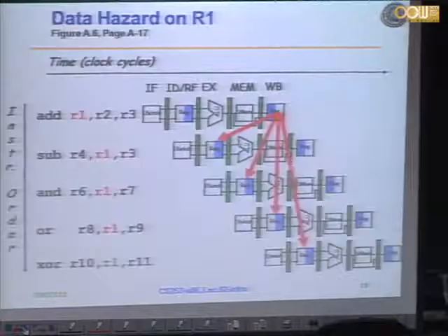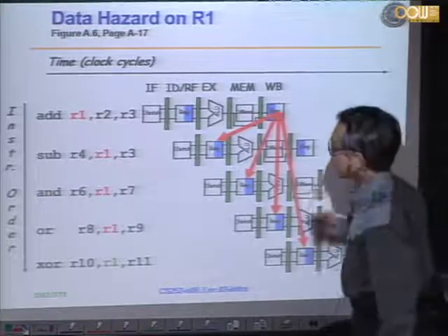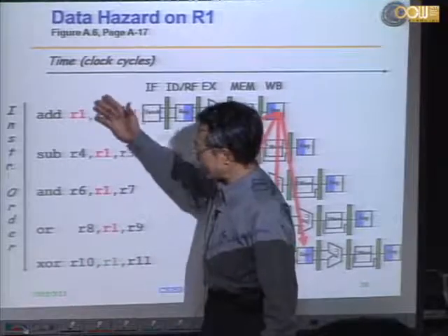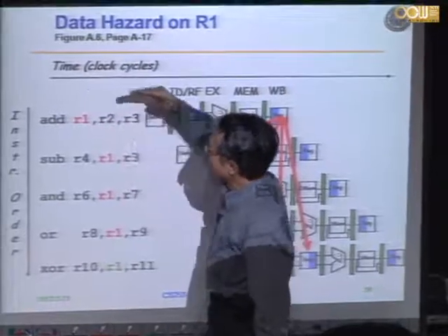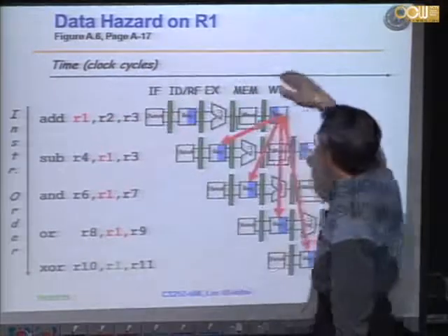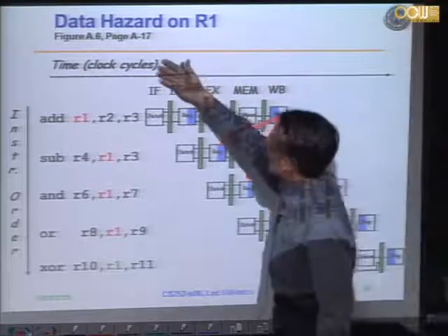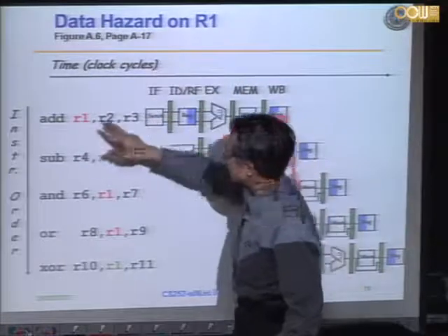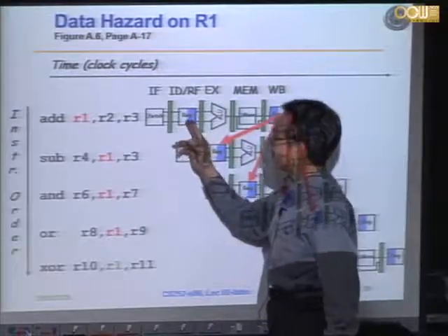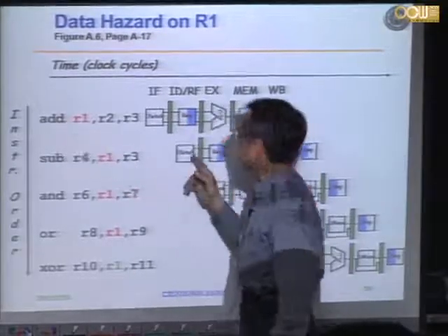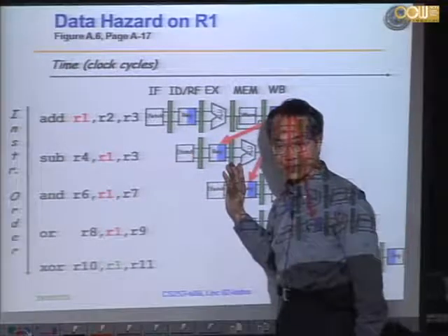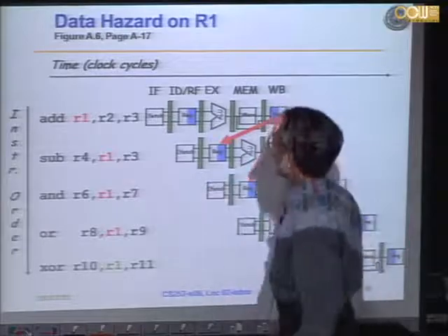Okay, so we also looked a little bit at this last time. Suppose we have such an instruction sequence. This is the execution order. So we execute this instruction, and then this, and then this. If this is the time axis in cycles, in the first clock cycle we do the fetch of the first instruction. And then in the next cycle, while we're decoding and fetching registers for this instruction, we also fetch the second instruction and so on. Okay, now here's the problem.